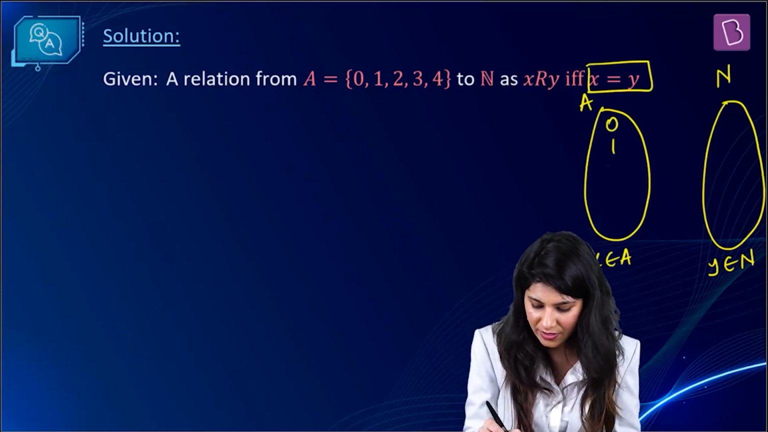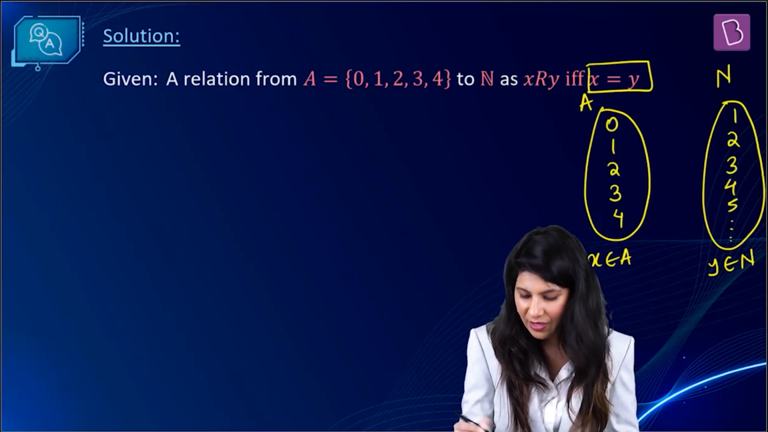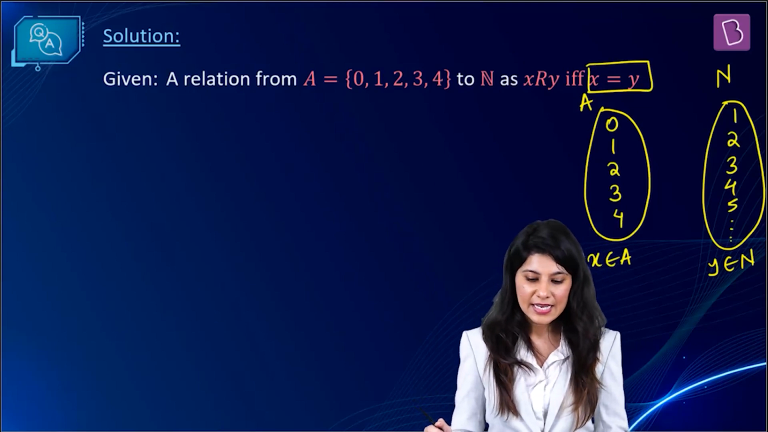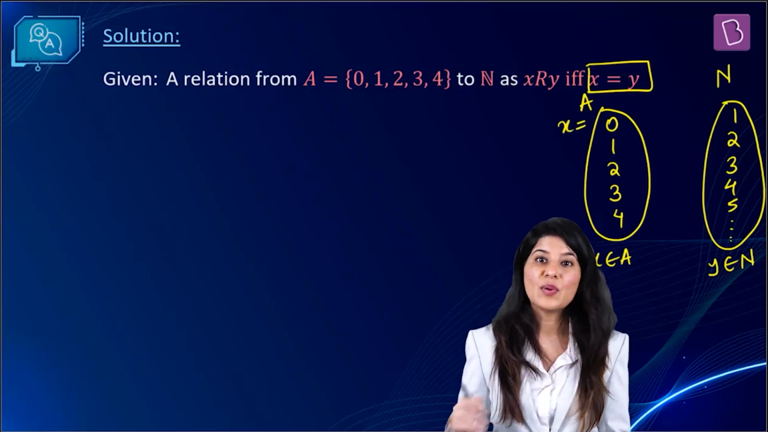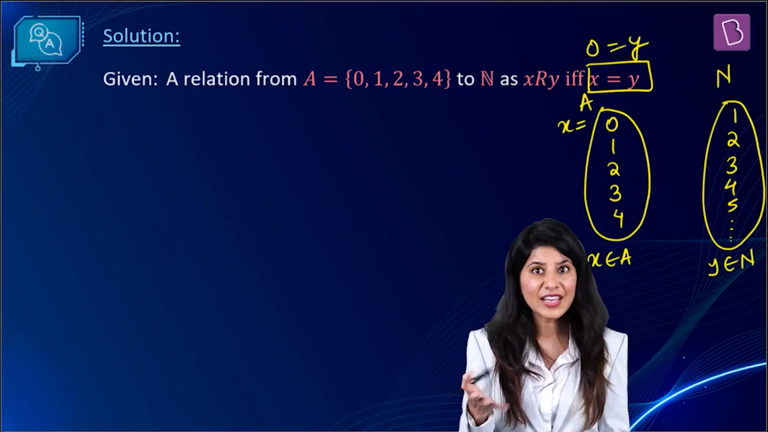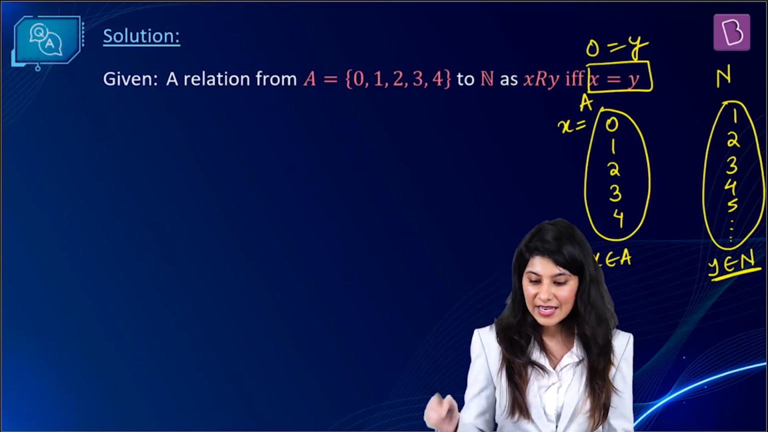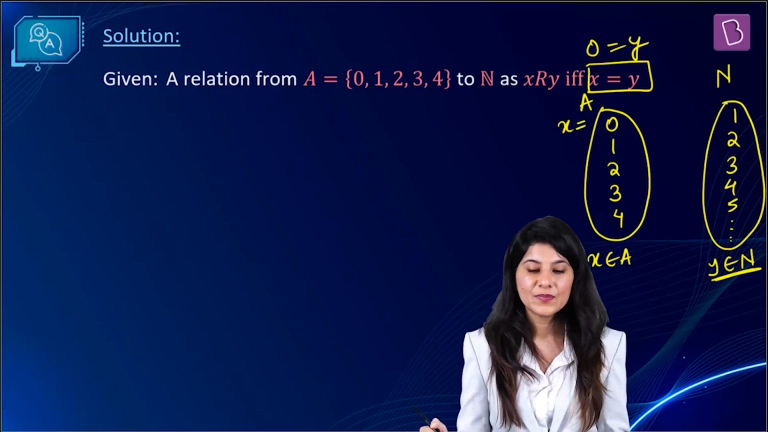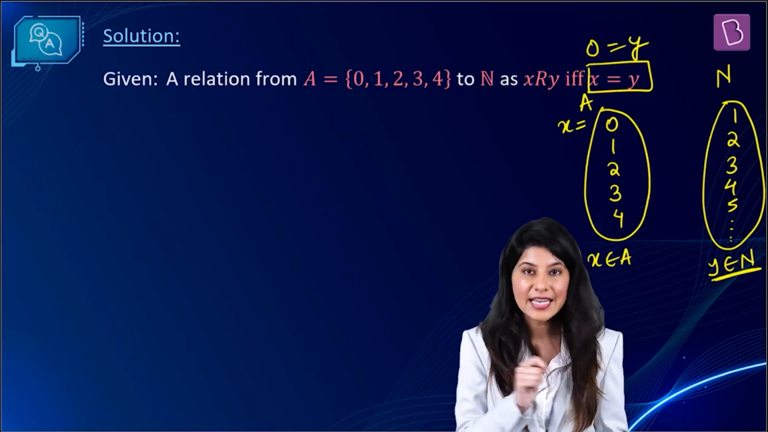A has 0, 1, 2, 3, 4. N has 1, 2, 3, 4, 5 and all the way up to infinity. Now, if x equals 0, then y is what? x = y, so y is also 0. But here, y cannot be 0 because y belongs to the set of natural numbers. In this set, there is no 0. That means this 0 is left out. 0 has no image in set N.